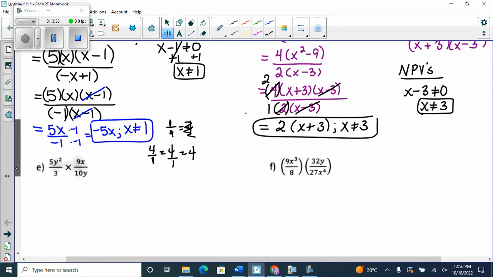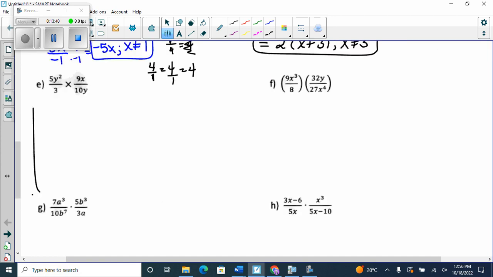Brackets. I bracket everything. So I'm going to go 5 and then y squared over 3 times 9 times x over 10 times y.